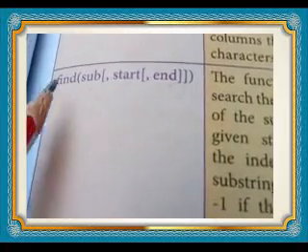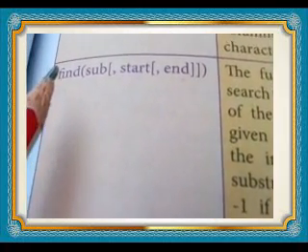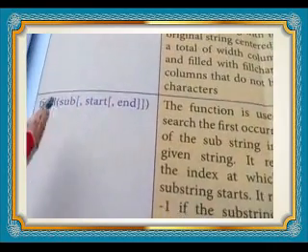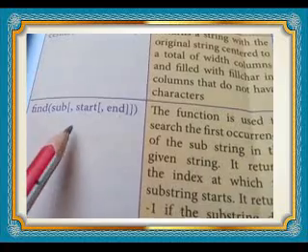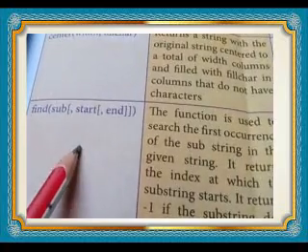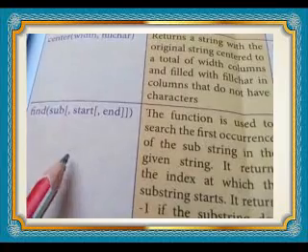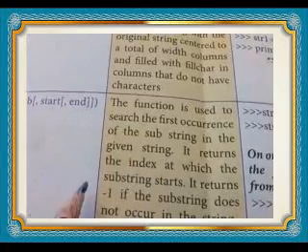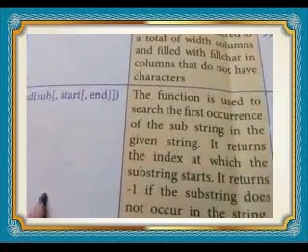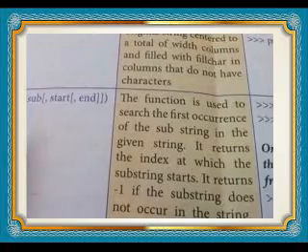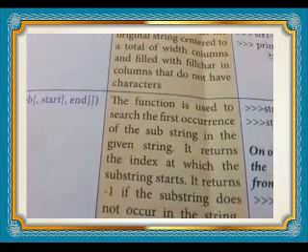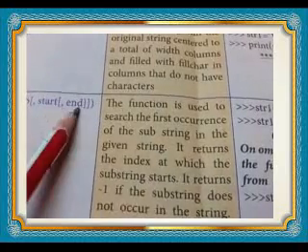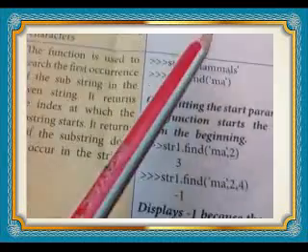Next function is the find function. This function is used to search for the first occurrence of a substring in the given string. If it is found, it returns the index value, where it is found. If it is found at the second index, it returns 2. Okay, then if it is not found, it returns -1. If the substring is not found in the main string, it returns -1. Did you get it? The syntax is find(sub, start, end). We will see one example.